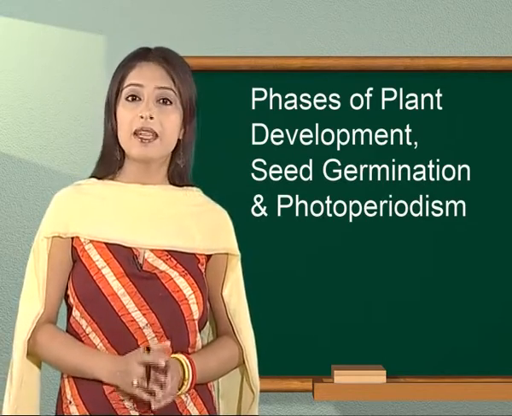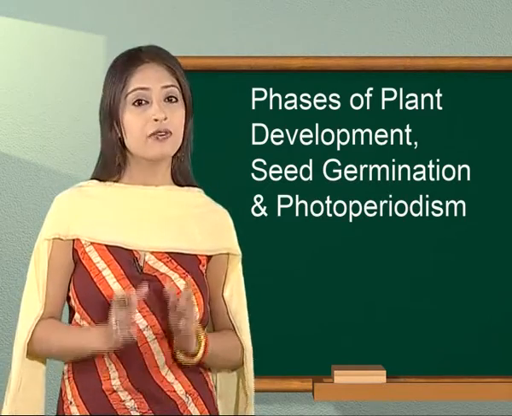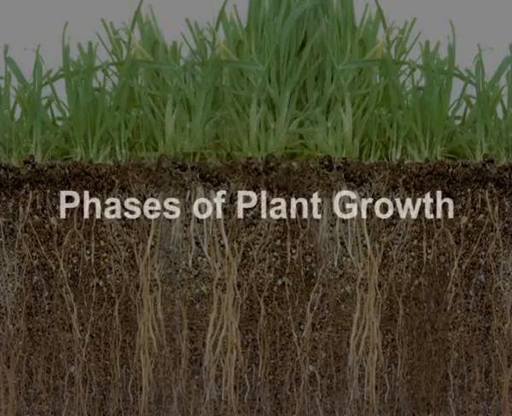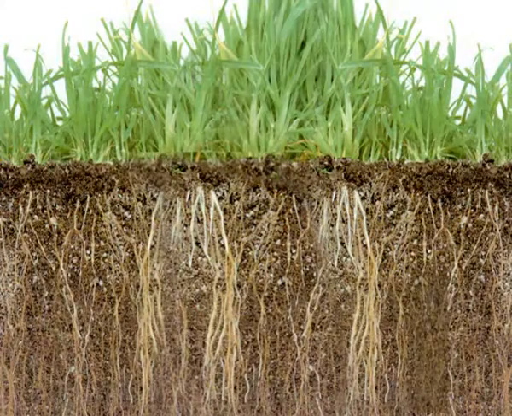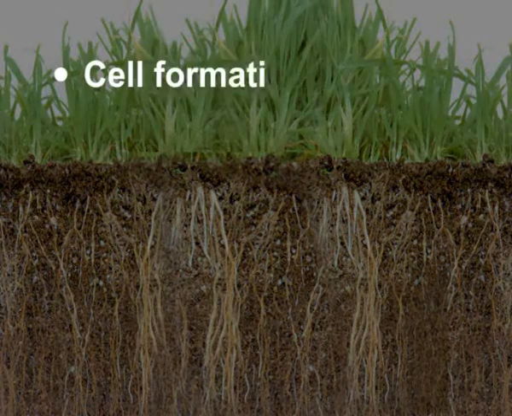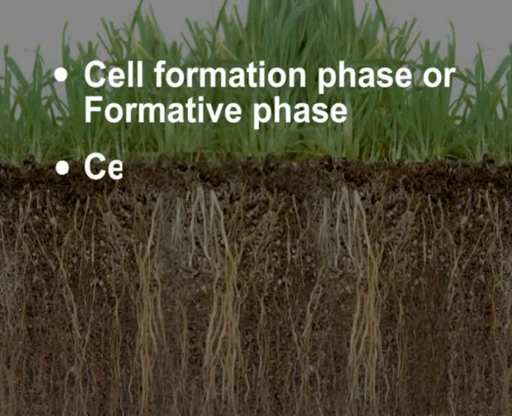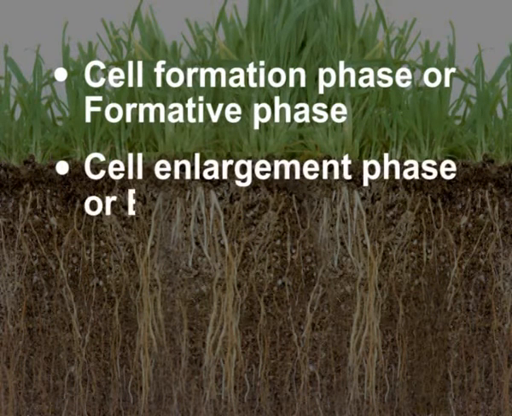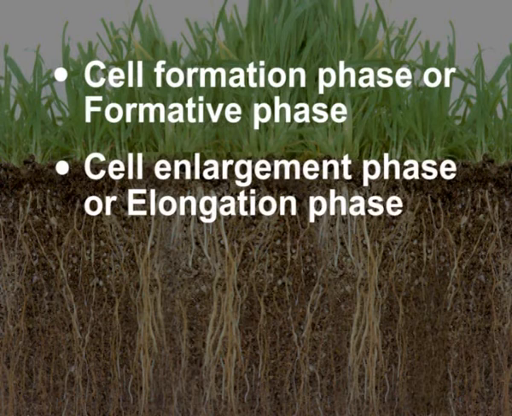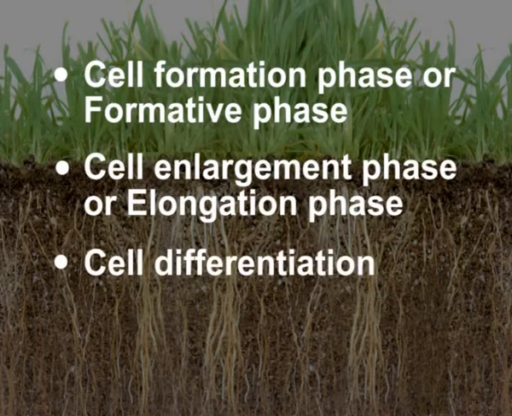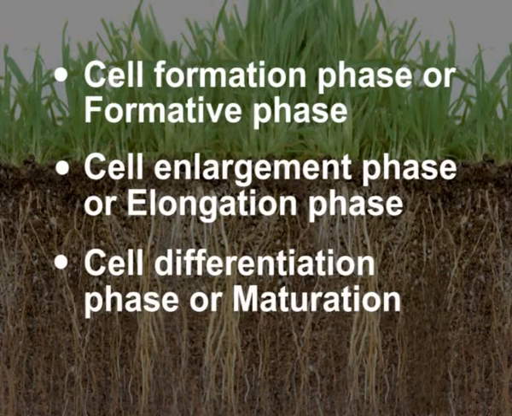During growth, meristematic cells pass through the following three phases. Phases of plant growth. These three phases are cell formation phase or formative phase, cell enlargement phase or elongation phase, cell differentiation phase or maturation phase.